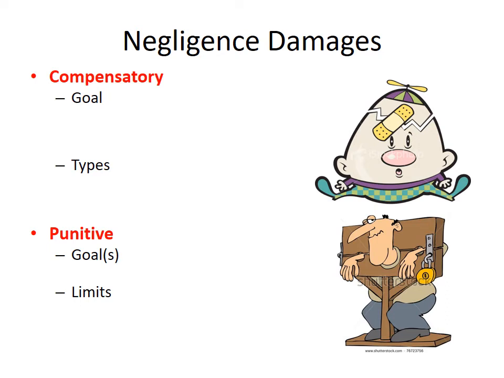So we're moving now to the final element of negligence, which is damages. Unlike intentional torts, where you could get nominal damages even if you couldn't prove any actual injury or harm, in negligence you must have damage and the plaintiff must be able to prove what those damages are.